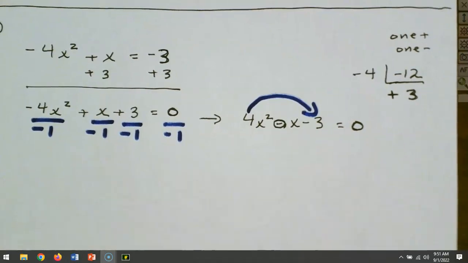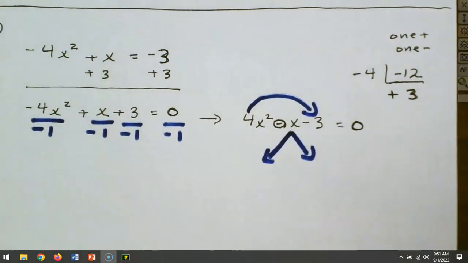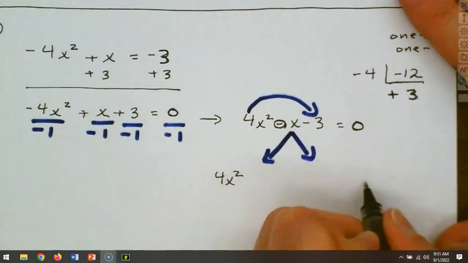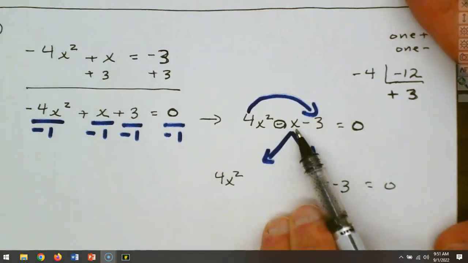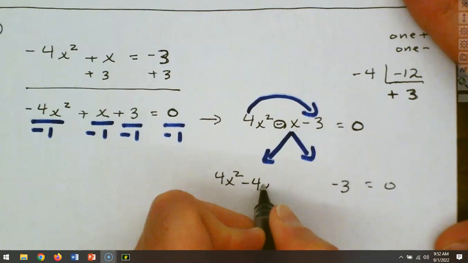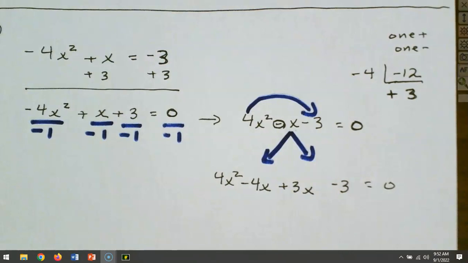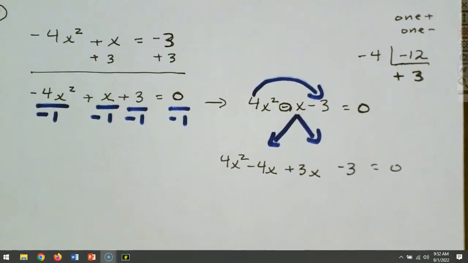Now we proceed to the next step, where we split the middle up. 4x squared stays the same. Minus 3 stays there as well. But this minus x splits up into a minus 4x and a positive 3x, just like that. We split that middle up because now we factor it by grouping.